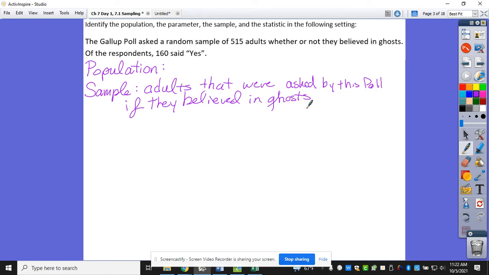So I can only be as specific as my problem. What is my intended population here? All adults. Sometimes they're more specific, at least like US or something like that. All right, so I've got my population. I've got my sample.